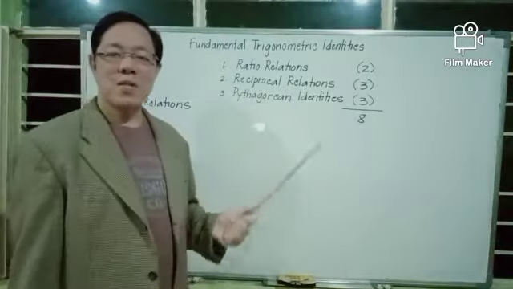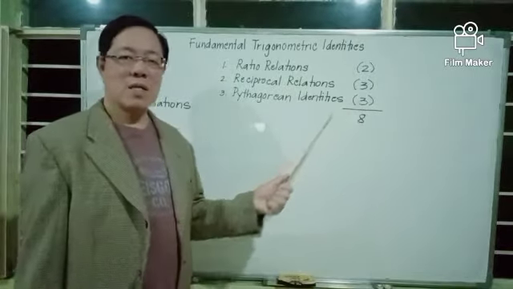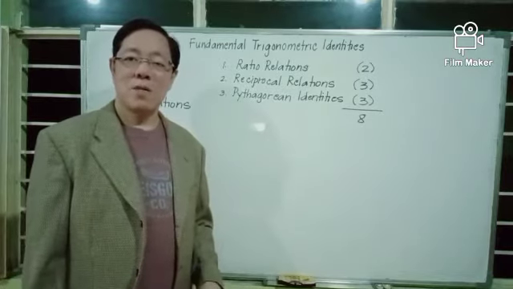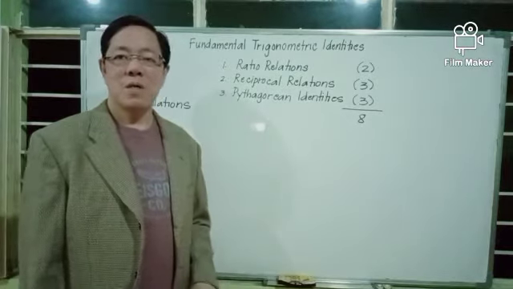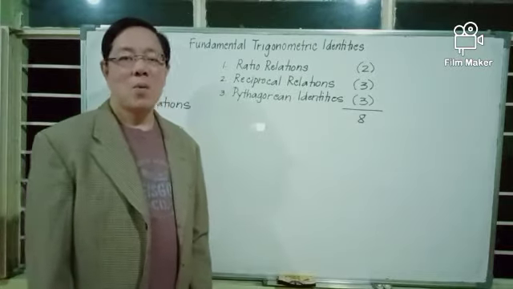Now, the last set of 3 fundamental identities is known as the Pythagorean identities because they are derived from the equation using the Pythagorean Theorem.